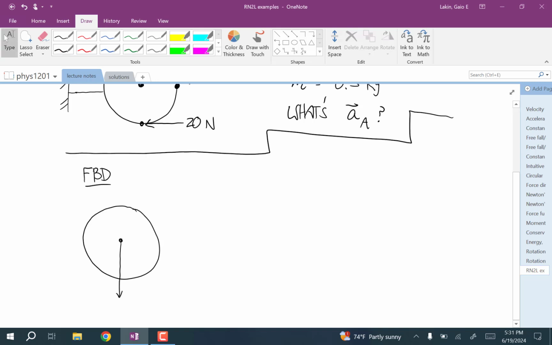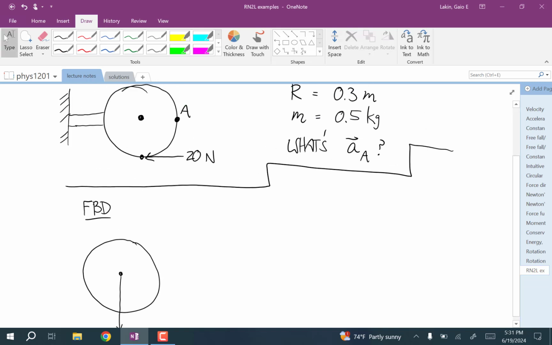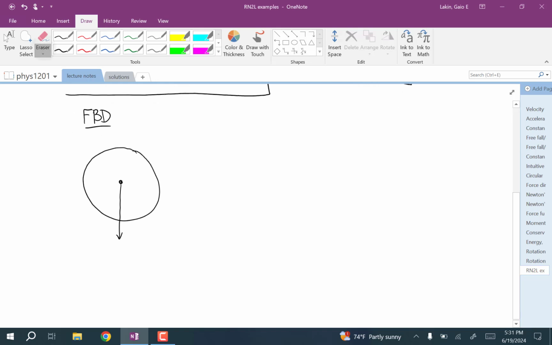There's the weight of the disk. That always acts at the center of the object. So that's 0.5 times 9.8. So that's 4.9. And then there are the unknown forces that are applied by the hinge. I'll call those Rx and Ry. And then there's the force down here at the bottom of 20 newtons. And those are all the forces acting.